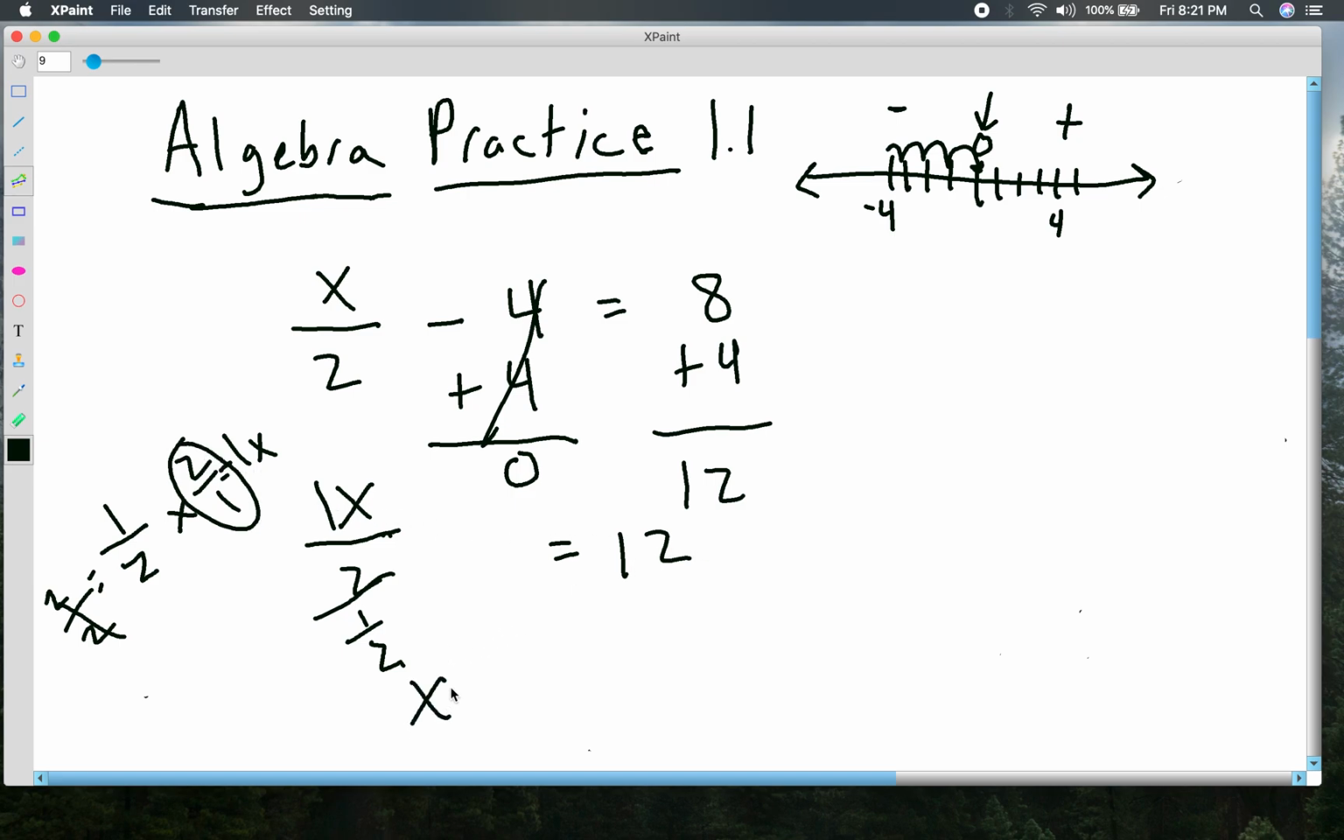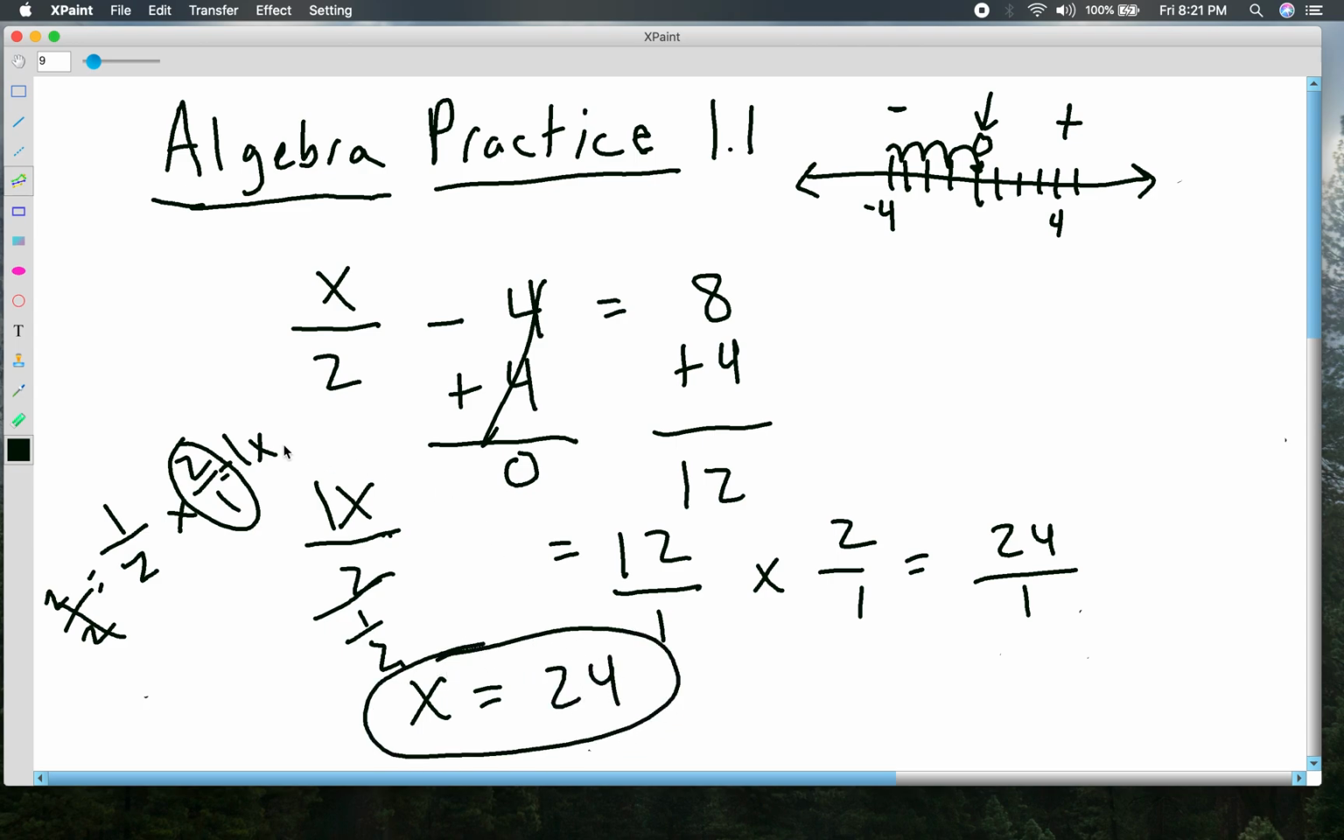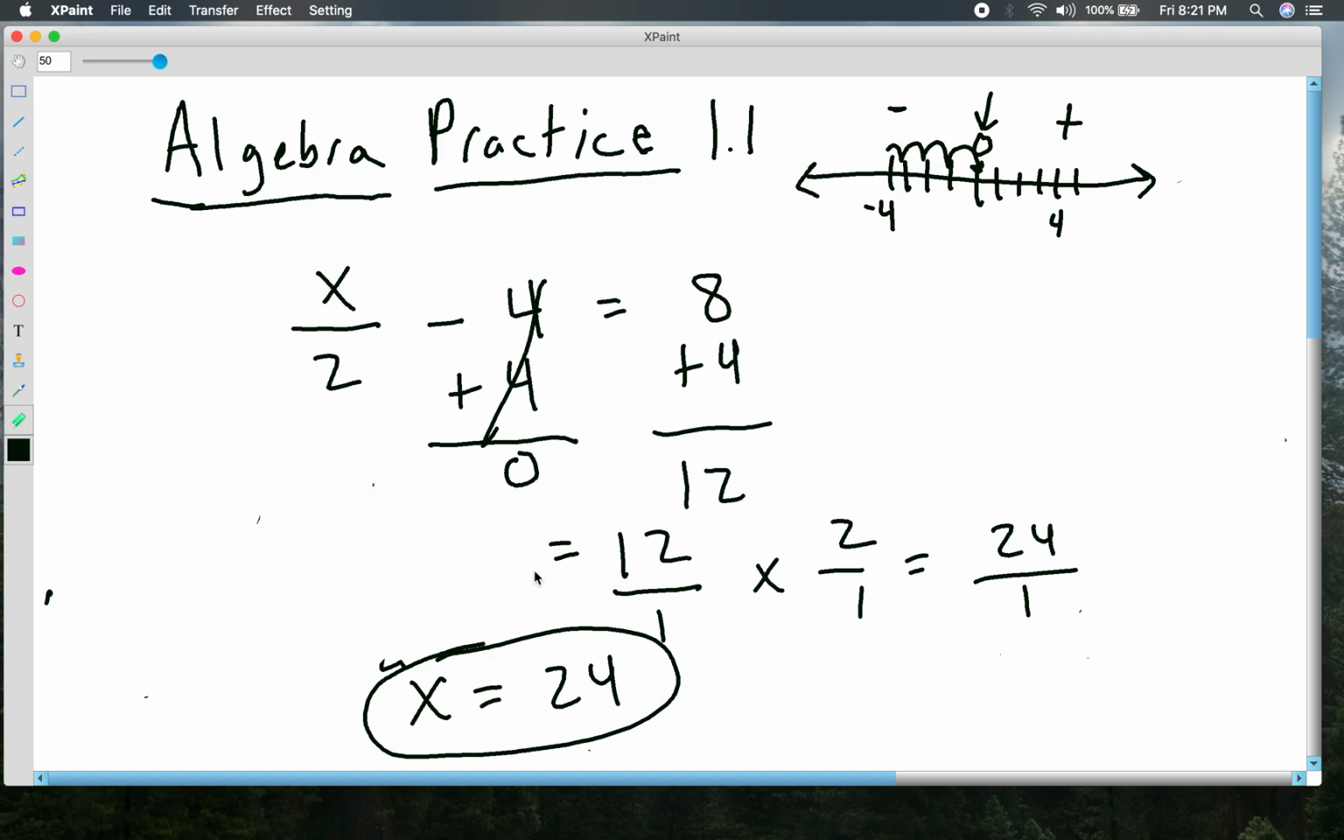So now x is going to be equal to whatever 12 times 2 over 1 is, but 12 is the same as 12 over 1, because any number divided by 1 is that number. So 12 times 2 is 24, 1 times 1 is 1, and we get x being equal to 24. All right, but don't take my word for it. Let's go ahead and erase all of my work. Remember, you guys can always come back to the video. I got x equals 24.